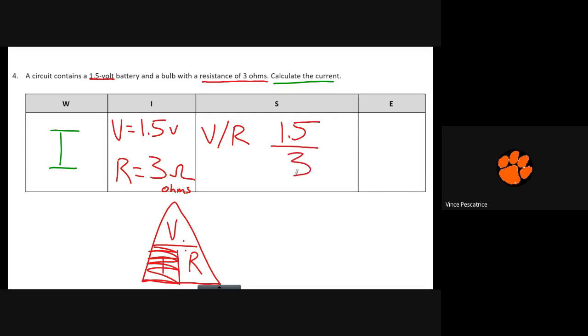On your computer, you would type it in as 1.5 slash 3, like this. So this right here is kind of what I want on your computer because I know we're not putting out any paper right now. So 1.5 divided by 3 gives you 0.5. Remember, current is in amps, so you need a capital A for amps. And that's how you calculate the current.